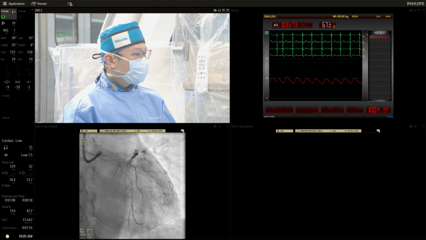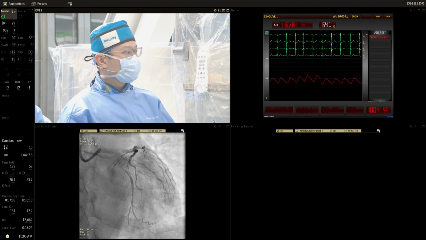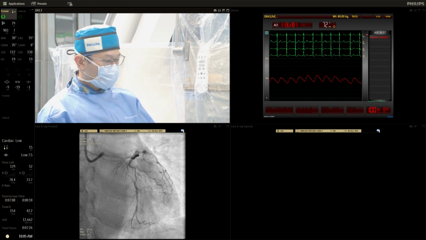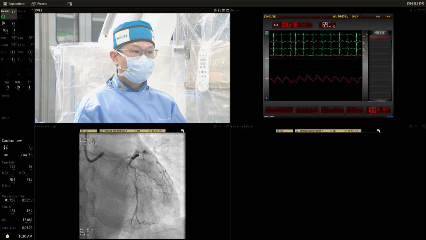Our plan is to provisionally address this from left main to LAD, but we're happy to hear any comments that the panel might have.